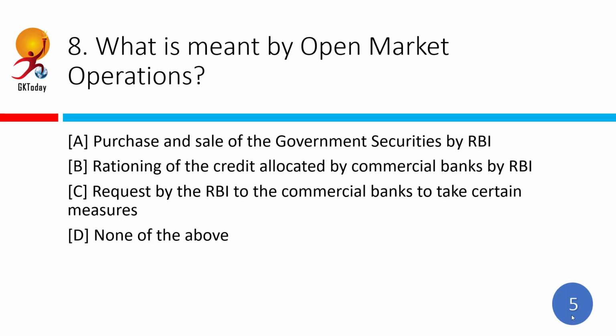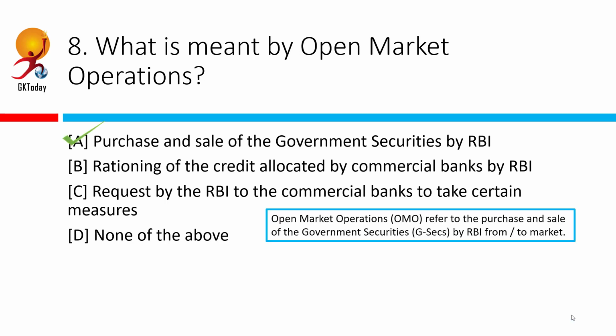What is meant by open market operations? Correct answer is purchase and sale of government securities by RBI. Open market operations is used to adjust the rupee liquidity conditions in an economy on a durable basis. This is where the RBI sells government security in order to tighten its grasp on rupee liquidity in the market, and it purchases securities when it wants to increase rupee liquidity and create a surplus cash.